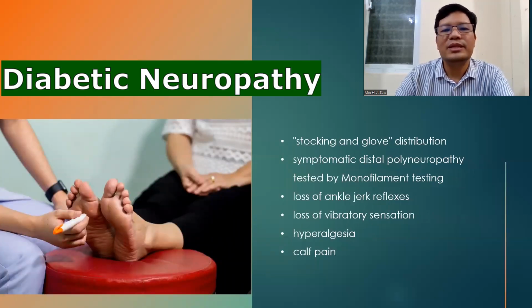Diabetic neuropathy typically comes in a stocking and glove distribution. This symmetric distal polyneuropathy is typical of diabetic neuropathies. Some patients will have loss of ankle jerk and vibration sense. They can also complain of hyperalgesia and gut pain.